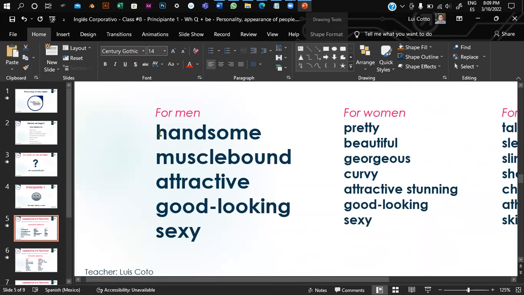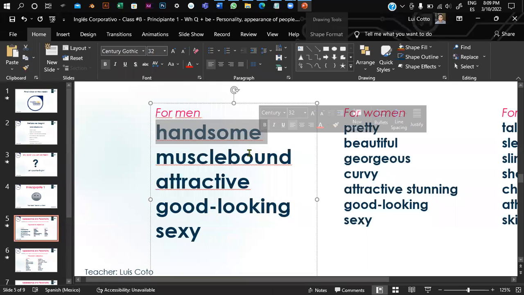Okay, the first one is handsome. That is one appearance adjective. It can be about the face, about the body, and so on. What is the meaning? Who knows the meaning of handsome?